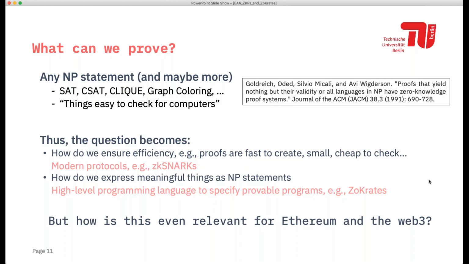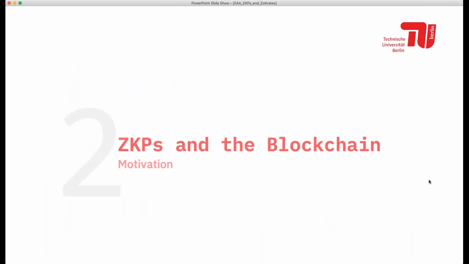So I'll probably take a little bit more time and talk about the relevance for Ethereum and how Ethereum basically works and why this is relevant in a bit more detail. I hope that's okay.